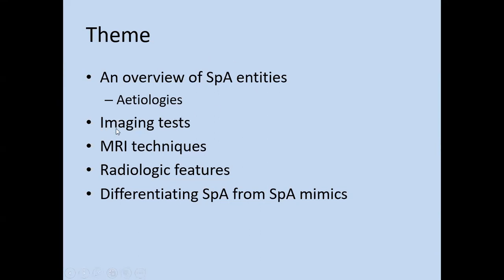We will also cover some of the imaging tests that can be utilized for detecting all these inflammatory changes in the spine. The major imaging test, obviously, is going to be the MRI scan, and for the MRI technique we will go over the sequences that we use for imaging these patients. We'll also cover all the imaging features for each different entity of spondyloarthropathy. And also we will look at the mimickers of SPA.